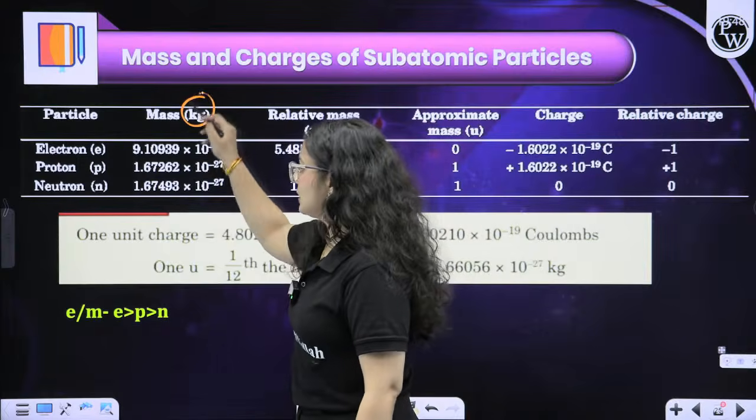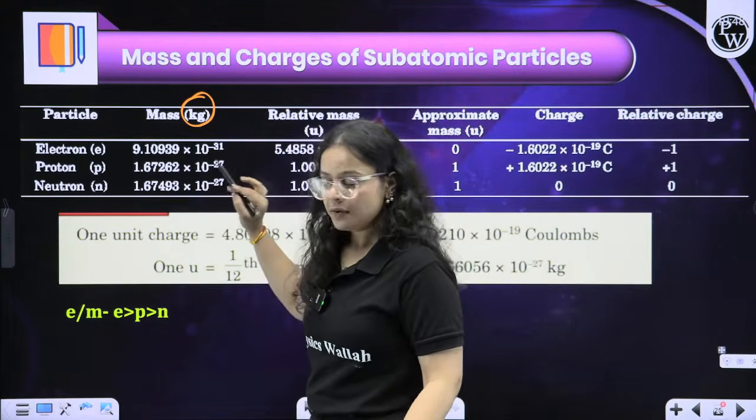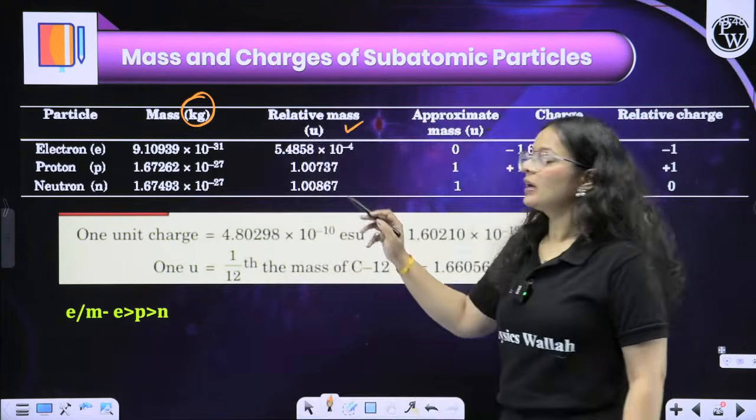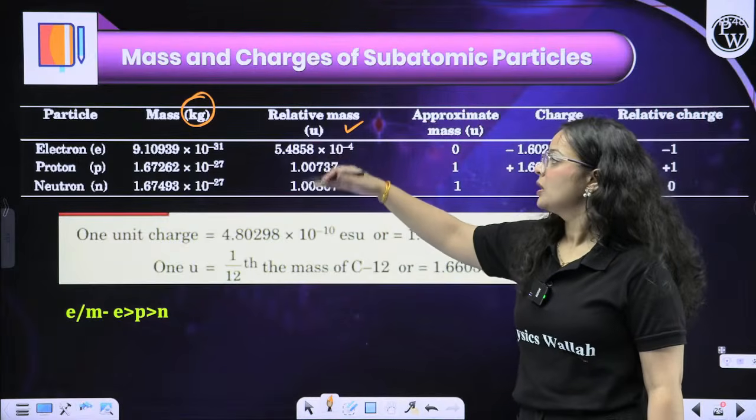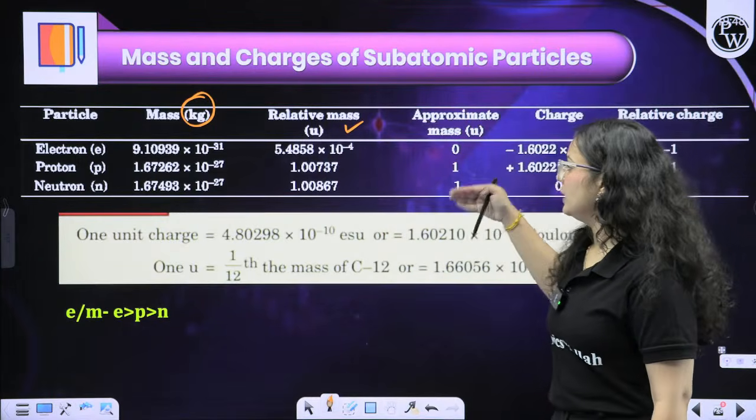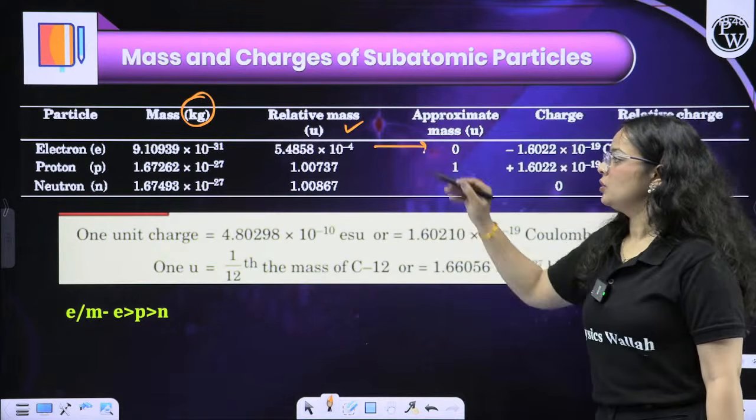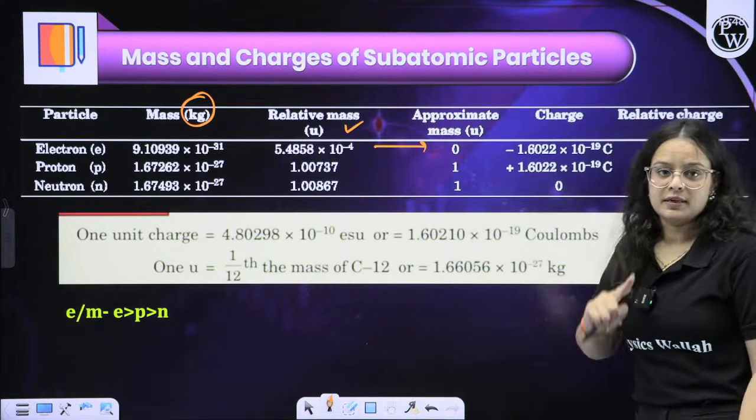These are the masses in kilograms. You all have to revise it very thoroughly. Then moving on to the relative masses, comparable masses. So we can say 1, and approximately 0 over here for the electron. So these are the relative masses, right?